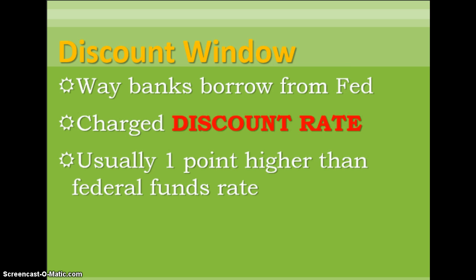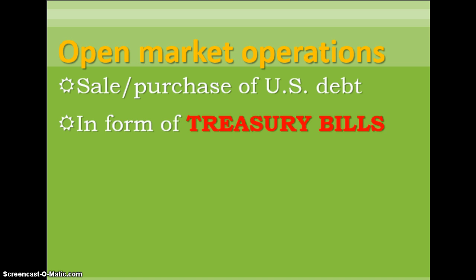So the discount rate is the percentage that banks pay the Federal Reserve to get Federal Reserve notes, which are also known as dollar bills. It's set higher than the federal funds rate because the Federal Reserve wants banks to borrow and lend amongst themselves rather than go to mom and pop, which is the Federal Reserve, to get more money. So it's set higher.